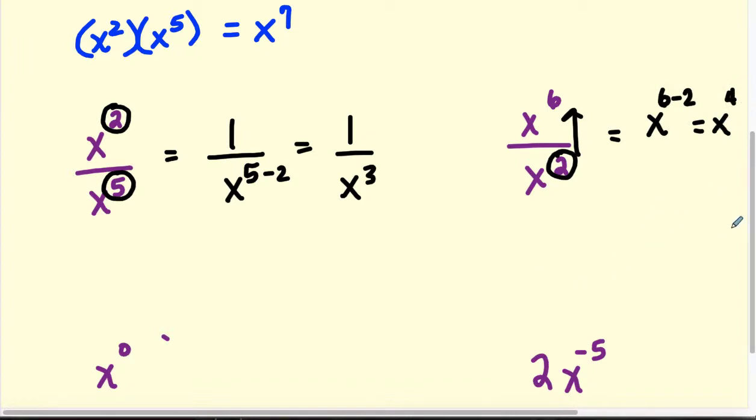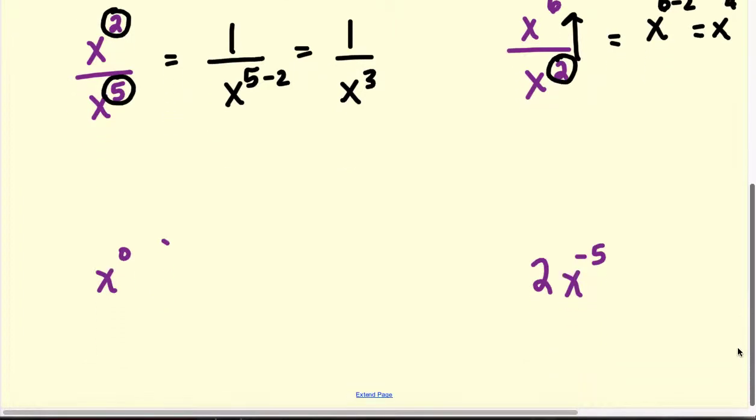Those are some basic rules of exponents. A couple things that you kind of have learned at some point and you just need to remember is that anything raised to the 0 power is the number 1. Any number, any variable raised to the 0 power is the number 1.